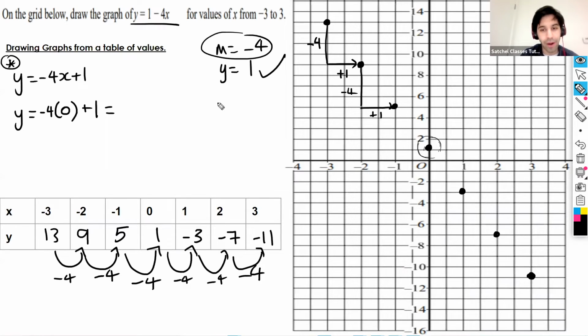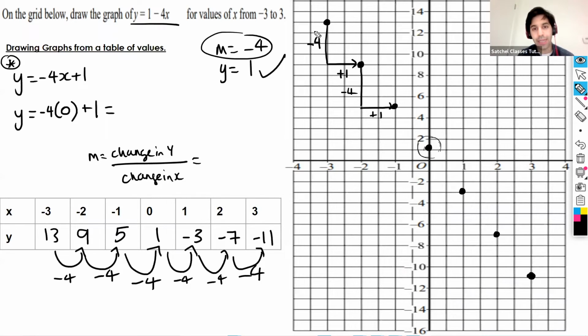So we said the gradient, m, is change in y over change in x. And the change in y is -4. The change in x is +1. So that will still give us a negative answer, -4, which is the gradient of the equation of our line.